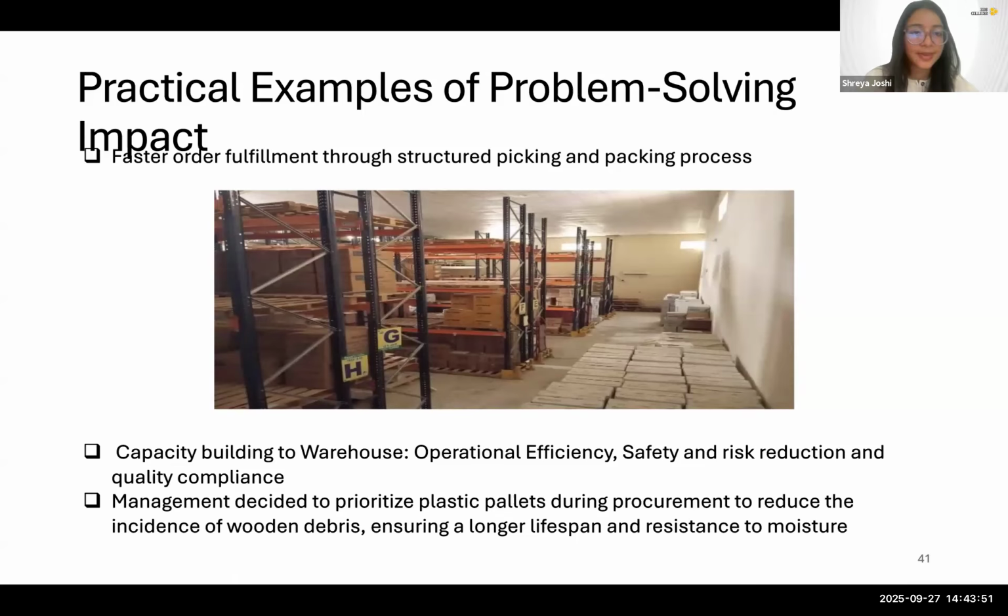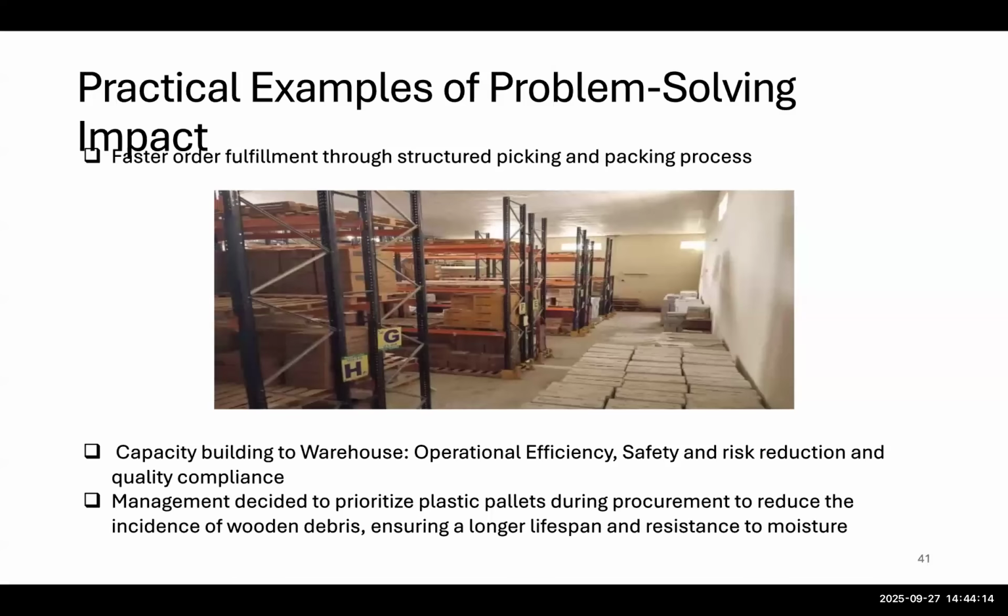capacity issues. Based on that, we were able to develop the capacity of our staff, from the pickers to the inventory managers and inventory officers, which has improved our operational efficiency. Safety has improved, the rate of accidents has reduced, and we have also seen compliance with our standards.